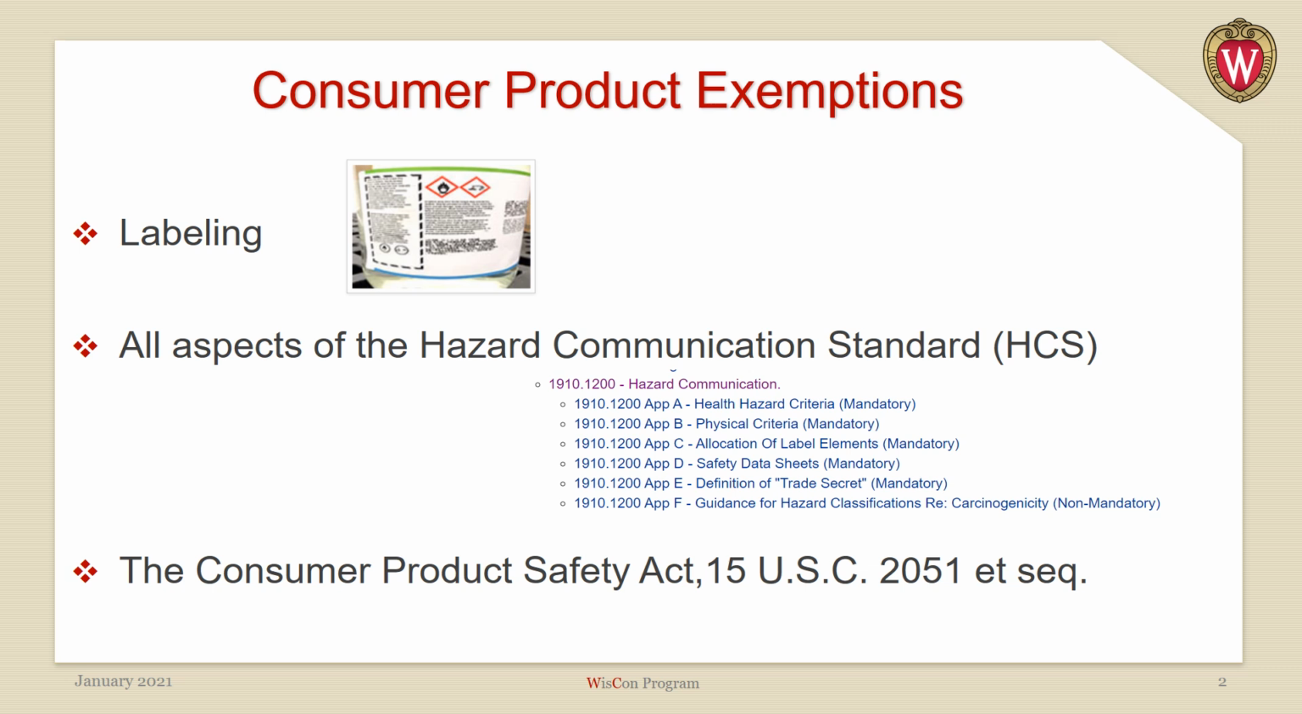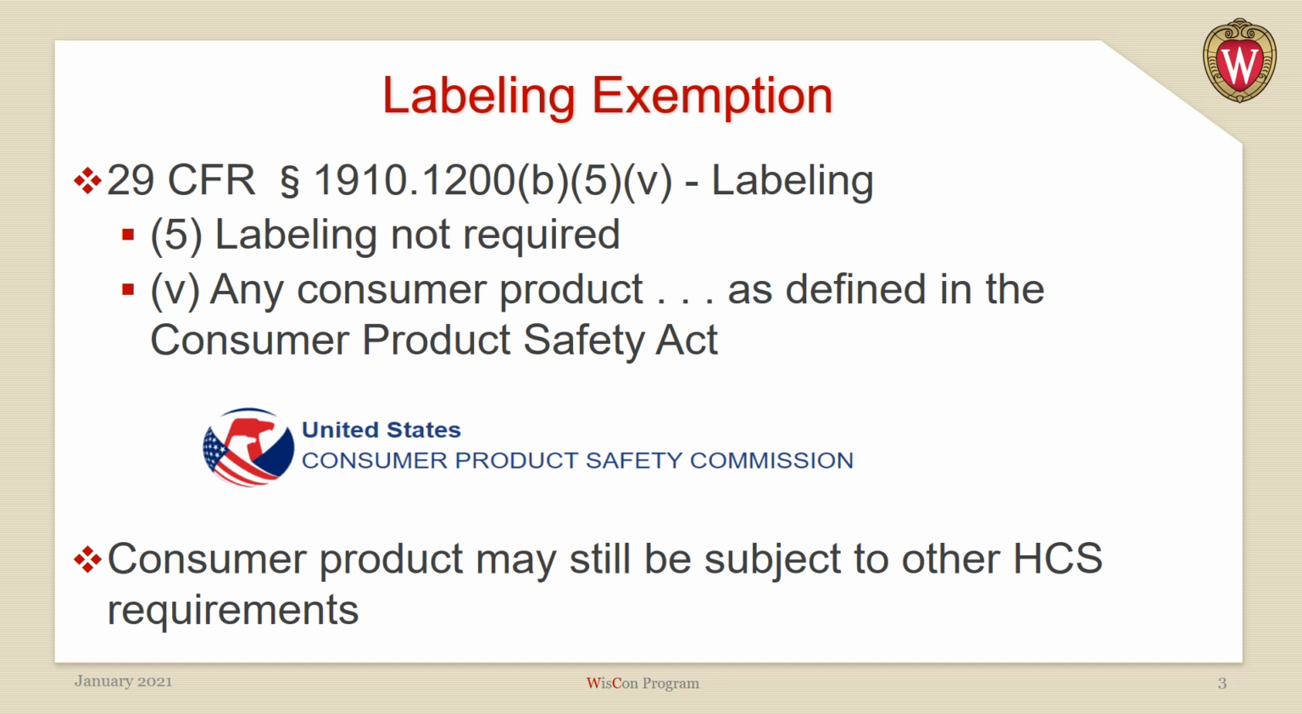For the labeling exemption, the HCS recognizes the Consumer Product Safety Act's labeling and communication requirements. In other words, consumer products that are labeled according to the Consumer Product Safety Act's requirements do not have to follow the HCS labeling requirements. While properly labeled consumer products do not have to follow the HCS labeling requirements, the consumer product may still be subject to other HCS requirements.